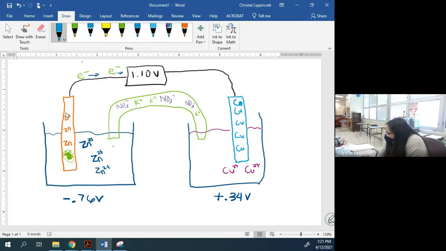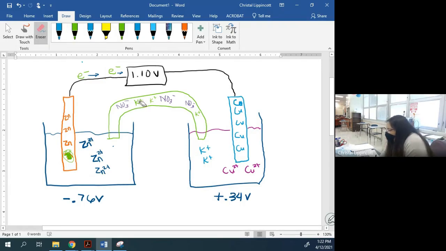Now, what's happened here now is that I've lost 2 positives off of here. I lost one of these. He went into here, right? So I've got to bring down 2 of these potassiums, which I don't have it in the right color, but just deal with it. I've got to bring those 2 potassiums down to balance that charge out into here.